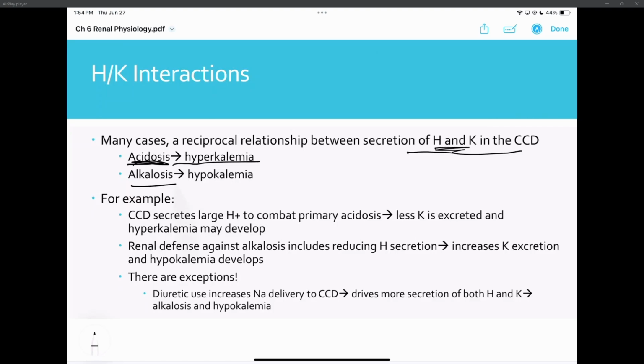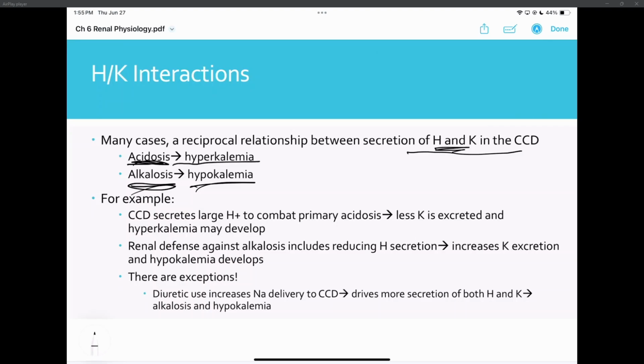With alkalosis, do we want to lose those hydrogen ions from the blood during an alkalotic environment? No, we want to keep the hydrogens in the blood. So this exchanger starts dumping potassium into the urine, because we want the hydrogen to build up in the blood to buffer the alkalosis. So that's why with alkalosis, you get hypokalemia.